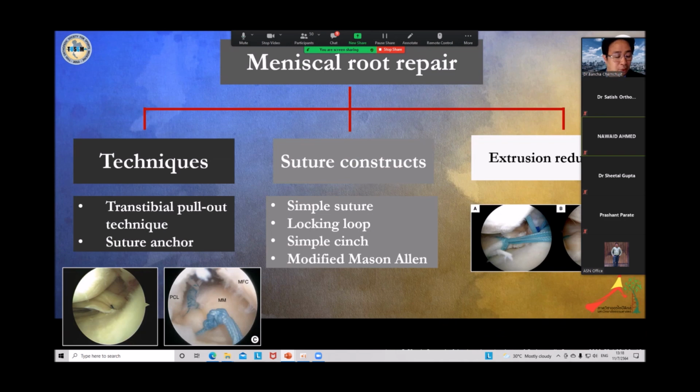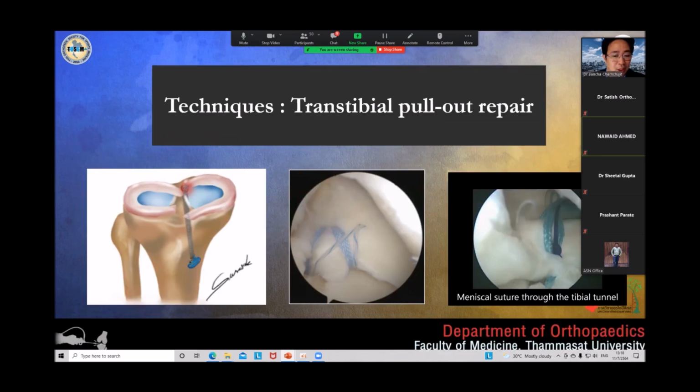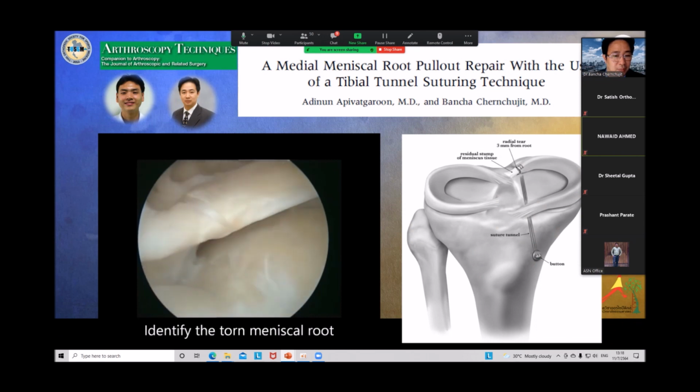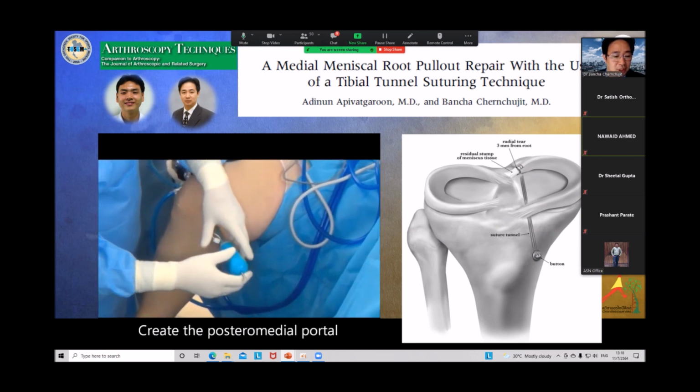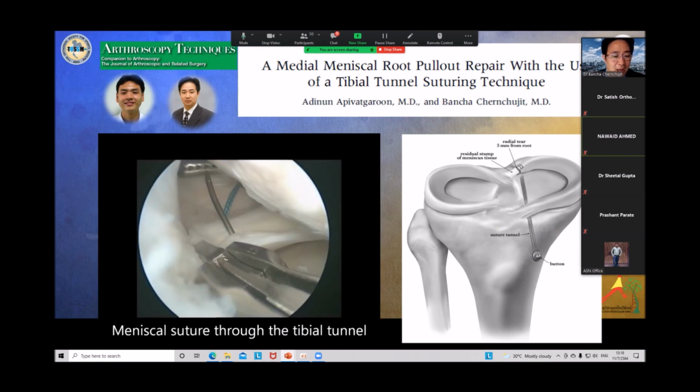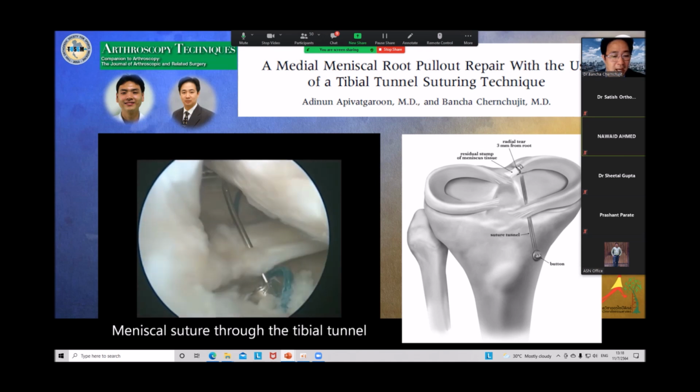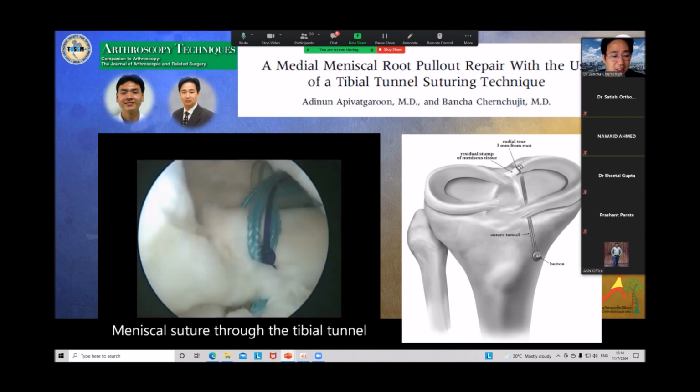So how to repair it? You need to consider 3 factors: the technique, the suture construct, and extrusion reduction. There are 2 common techniques, the transtibial pull-out technique and the suture anchor technique. I'm talking about the transtibial technique first. This is my technique proposed in Arthroscopy Techniques. It is good for a patient with a minimal gap.